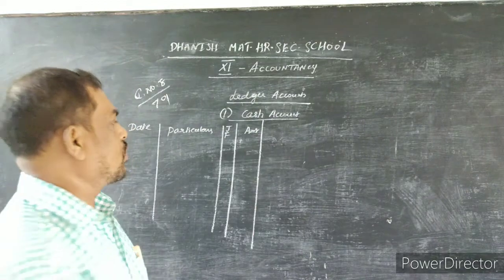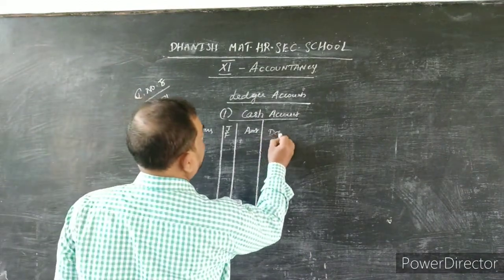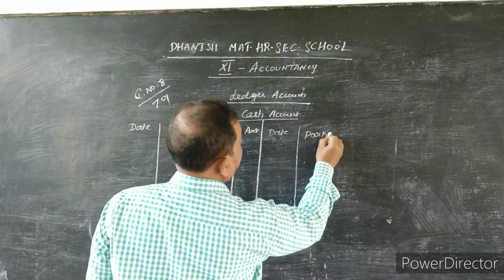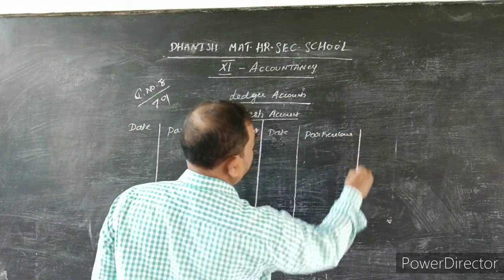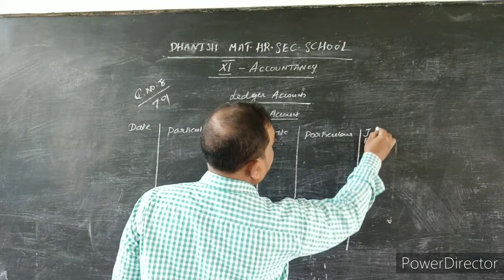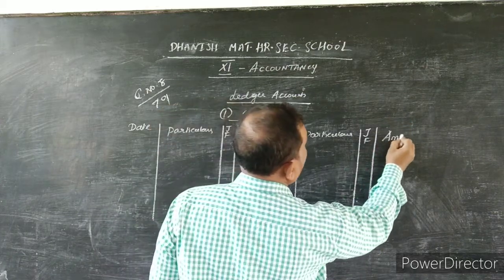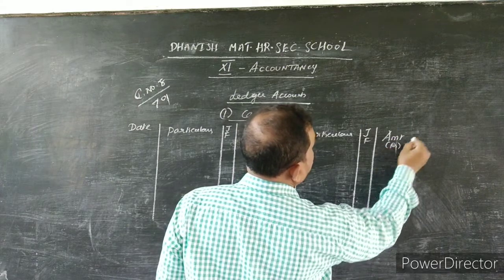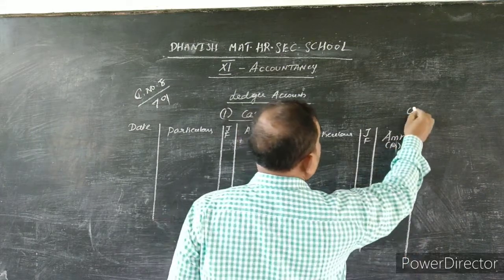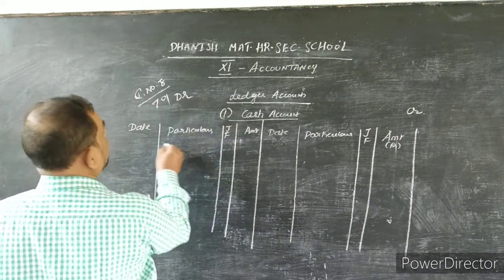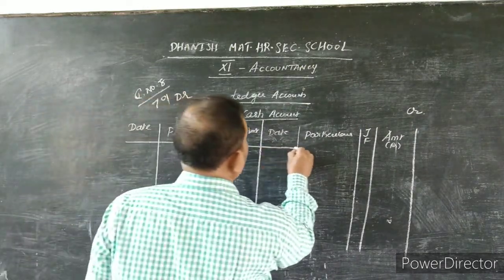Likewise, in credit side also, date, particulars, JF, two amount columns will be there. The first amount column you just leave it off. The second amount column you can put amount in rupees. Okay, this is credit side, CR. This is debit side, you put DR. Definitely you have to put these formalities.